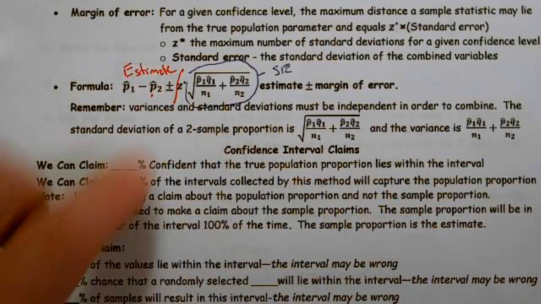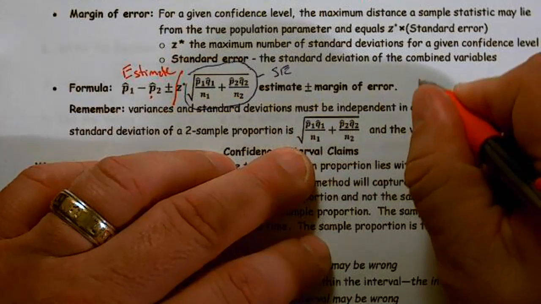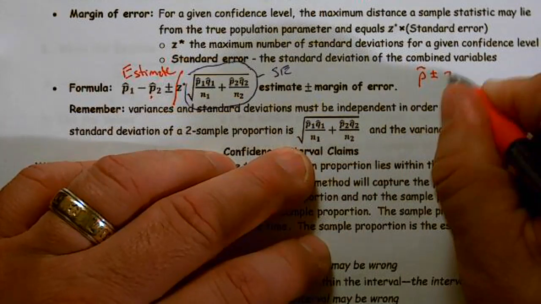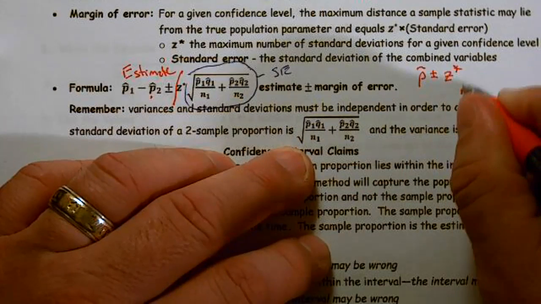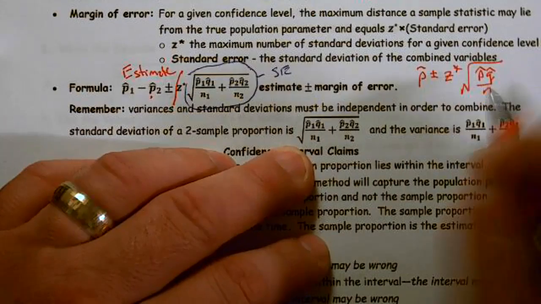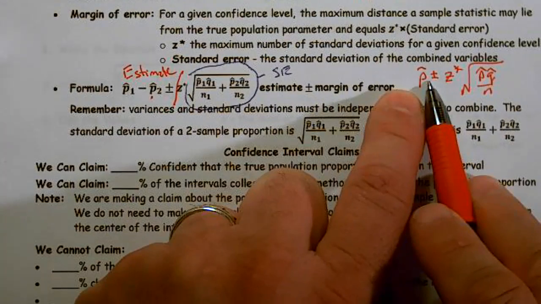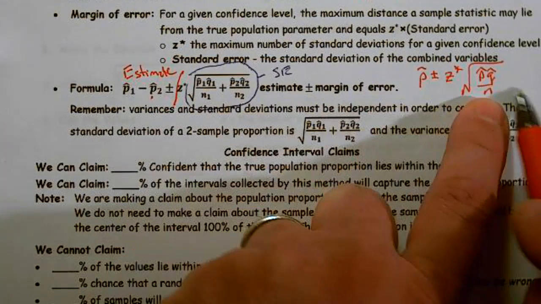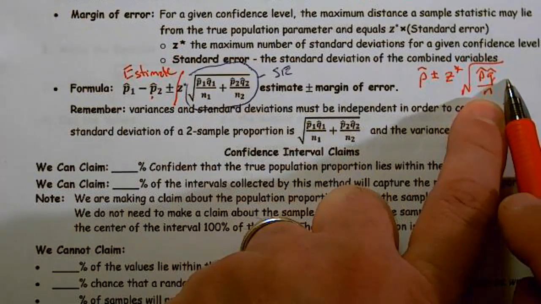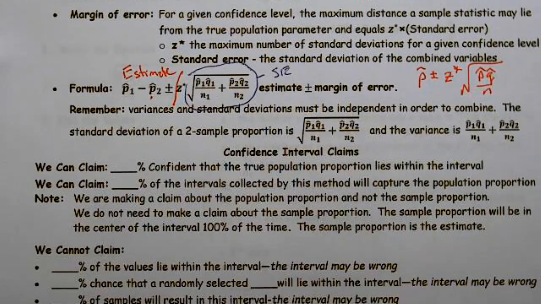And you'll notice, and for comparison purposes, I'll write out the one sample. One sample was p hat plus or minus Z star, square root of p hat, q hat over n. So basically, all we did was subtract another p hat. And then since we have two, we have to add another one. And remember, the reason it's adding is because you cannot subtract standard deviations, so they have to be summed.